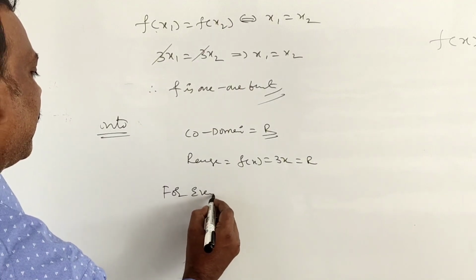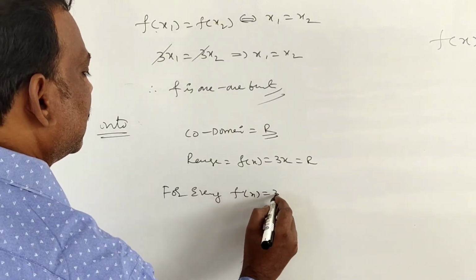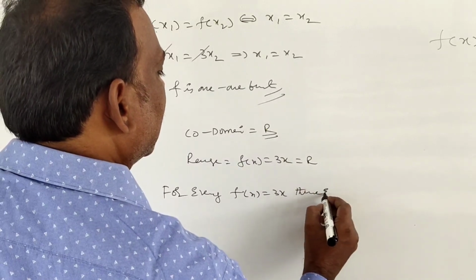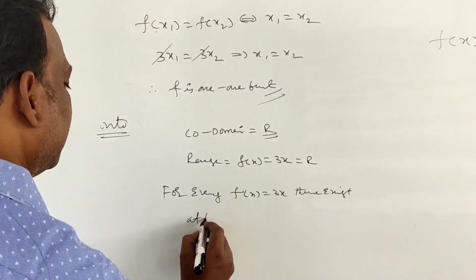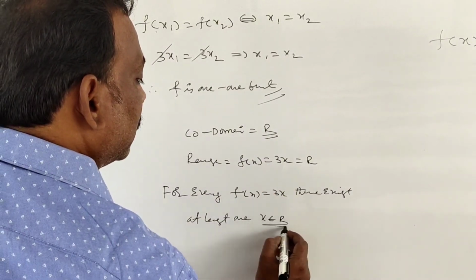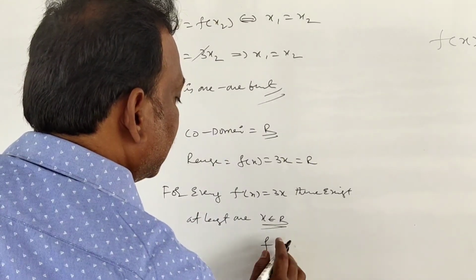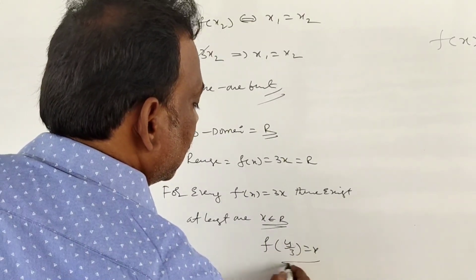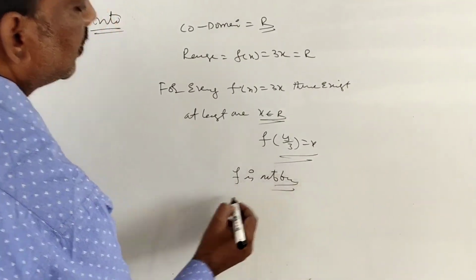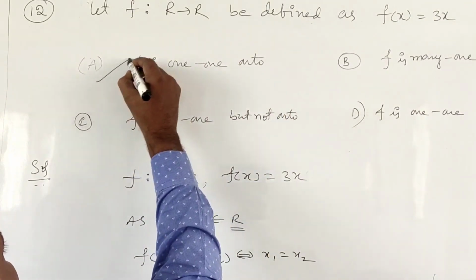For every y belongs to R, where y means f of x equals 3x, there exists at least one x belonging to R such that f of x equals y. So it is onto, f is an onto function. So it is one-one as well as onto, both satisfied. You can check the options. F is one-one and onto, yes, the first one is correct.